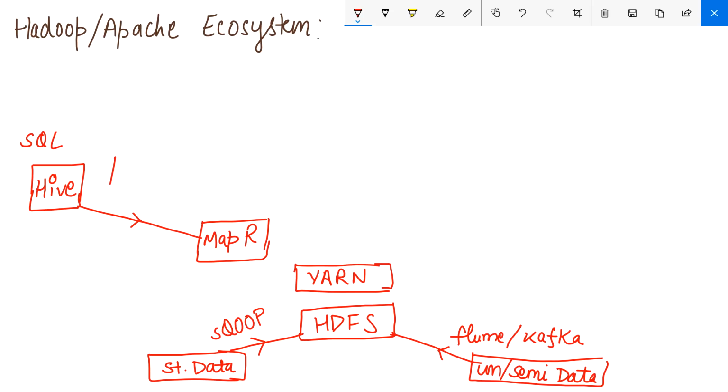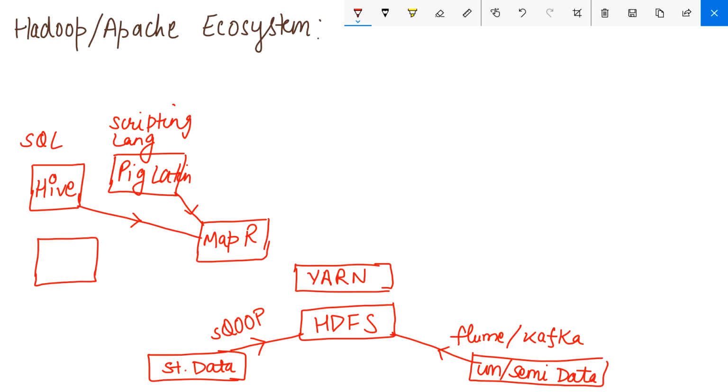Similarly, as Facebook invented Hive, Yahoo invented Pig Latin, in which those who know scripting languages like JavaScript, PHP, and XML have to write those commands in Pig Latin and it will be converted to MapReduce Java programming and finally gets executed. And there is one more thing, not so popular these days, in Hadoop 2.x, which is Mahout.